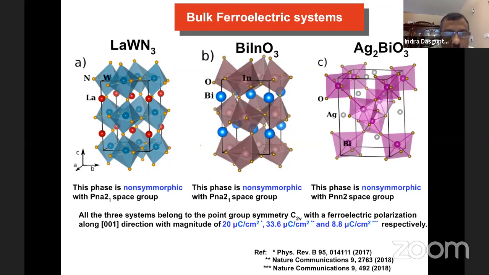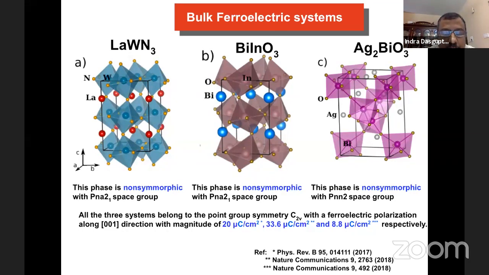All these three compounds have the same space group symmetry, number one, and they also have non-symmorphic symmetry, which will be very important. As I will show you, this non-symmorphic symmetry is standard point group symmetry coupled with some non-primitive translations, right? This is what makes it non-symmorphic. As I told you, all these three systems belong to the point group C2V with a ferroelectric polarization along the 001 direction, which will make our theoretical analysis slightly simpler.